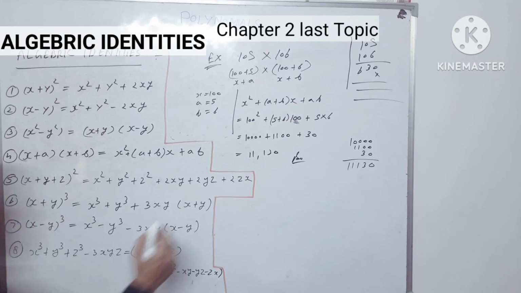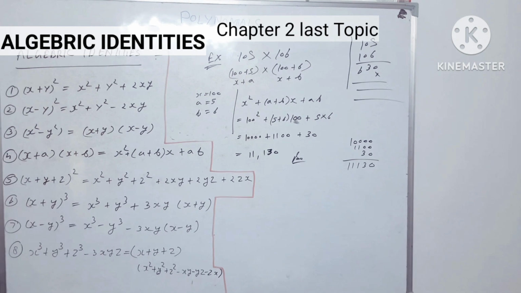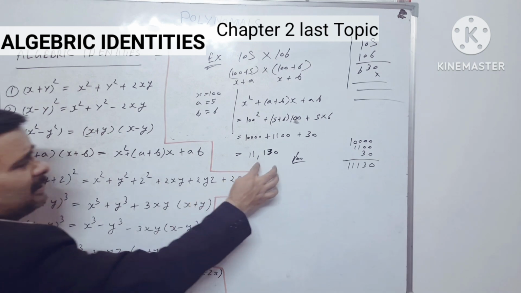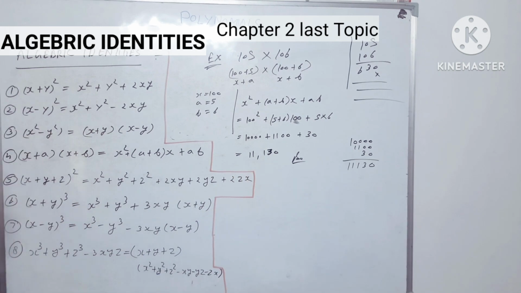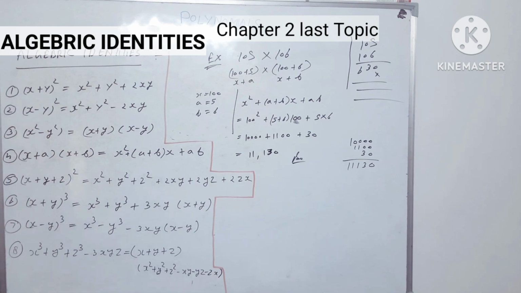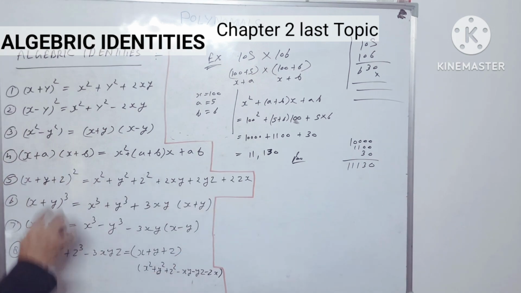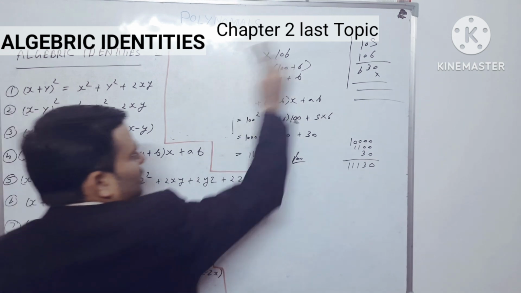Here you can see that this is the non-traditional method. With its help we can easily find the value 11130. You need not write this many steps. Whenever you practice this, you can easily calculate any number. So this is the use of these algebraic identities. Now move further.